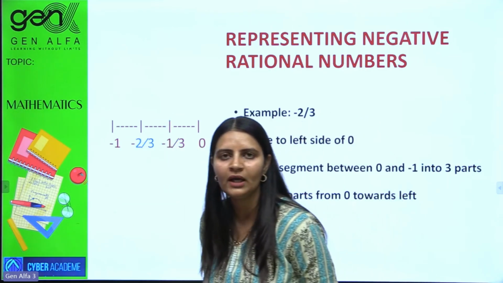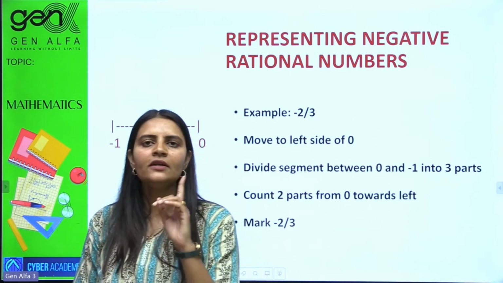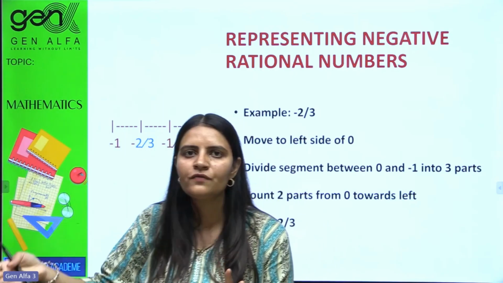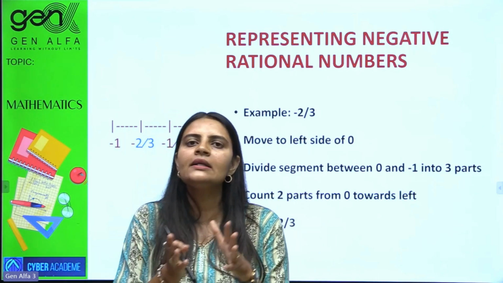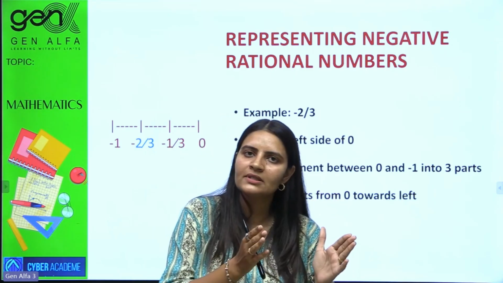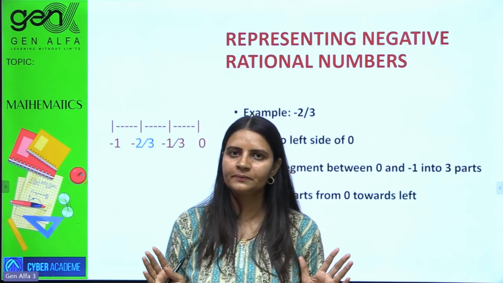In the same way, it was just a difference of the negative sign. The only difference was you were locating to the right side of 0 previously. Now, in case of negative numbers, you have to represent it to the left of the 0. Right?